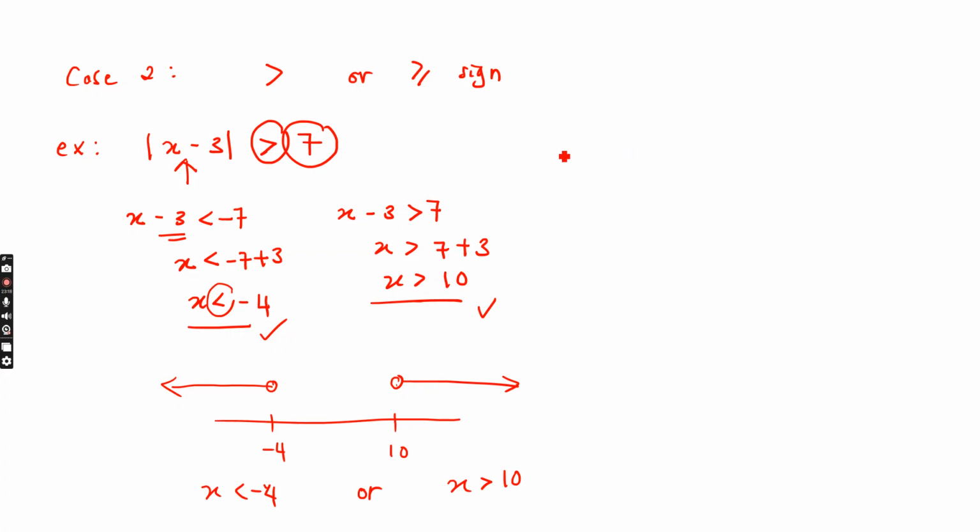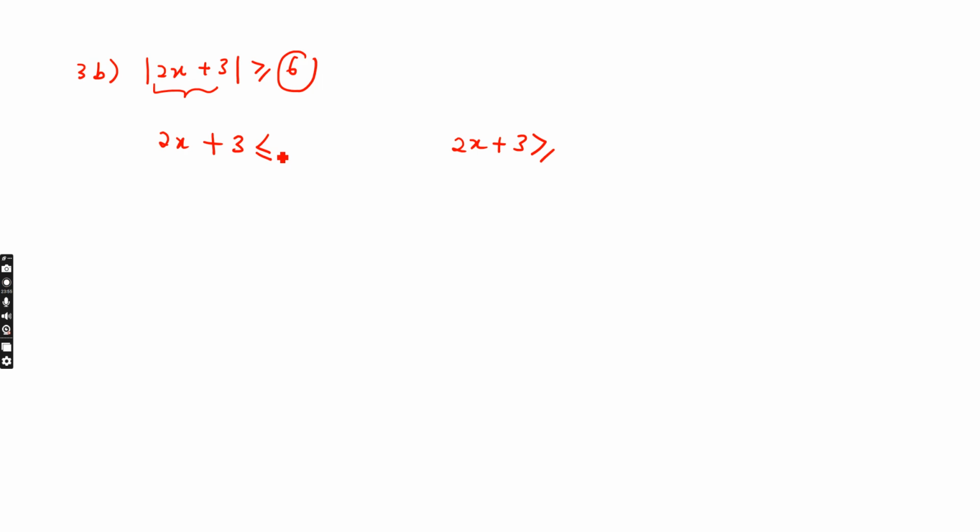Now we're going to go through the next example, which is for 3b. We have 2x plus 3 greater equal to 6. So just now we don't have greater sign, equal sign. This one we have equal sign. How are we going to solve it? The same thing. So the one that is inside, you copy 2 times. 2x plus 3, 2x plus 3. Okay, and then remember the second step, one we put less than equal to, another one greater than equal to. And then the value here, 6. For the less than, you put negative 6. For greater than, you put 6.